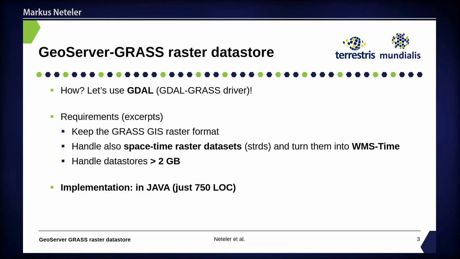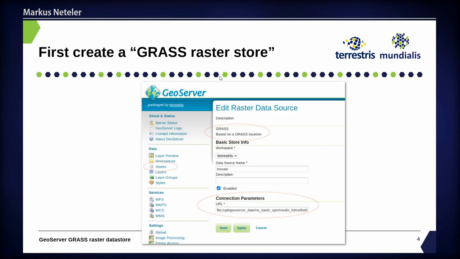And what did we want to achieve? Of course, keep the raster format as it is, just read from there. Be able also to support the space-time cubes, which can be managed, generated, analyzed in GRASS GIS, and turn it in WMS Time. And of course, do not limit things to 2 gigabytes, because that would be annoying. So effectively, we came up with some 50 lines of Java to solve the problem and renovate a little bit the GDAL-GRASS driver, which can be used, by the way, also by other software, by QGIS, by GDAL itself, if you want to directly read GRASS data, convert them to something else.